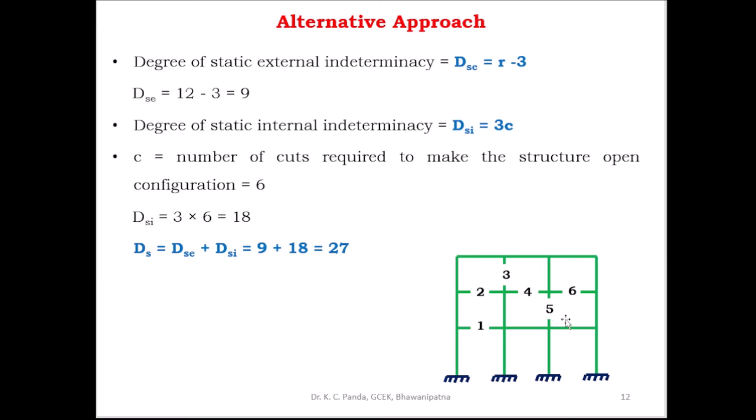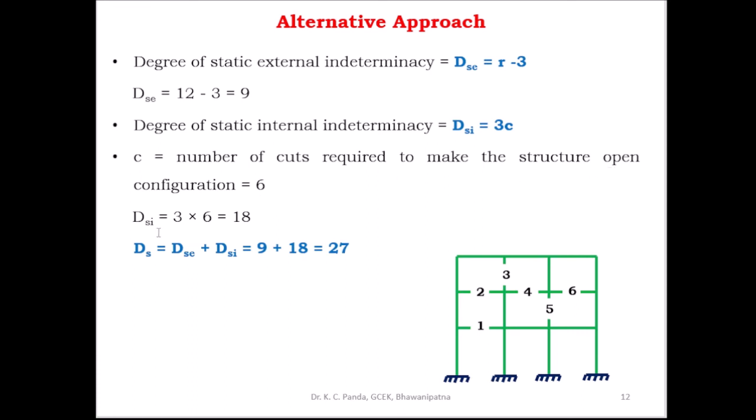1, 2, 3, 4, 5, 6. So 6 chords are required to make the structure open configuration. There are no closed loops. All loops are open. The number of chords required to make the structure open configuration is equal to 6.